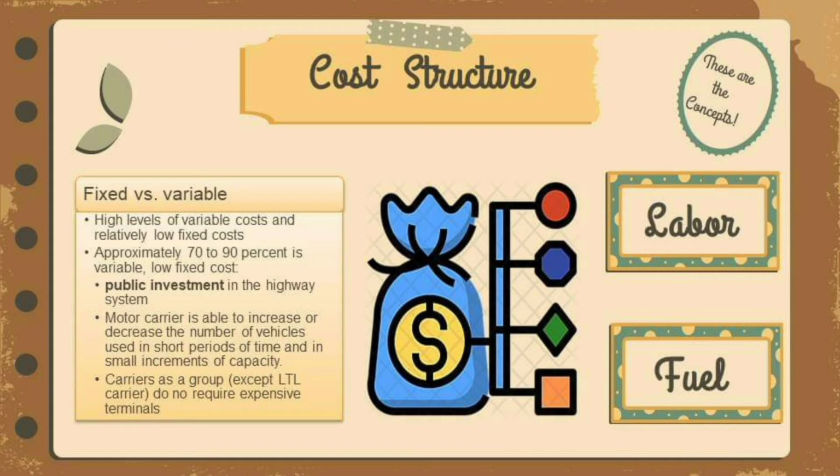We also have daily operating cost. These are the variable costs of fuel, wages, maintenance, and highway fees. Let's say, for instance, the fuel tax, the vehicle registration, and such. But labor and fuel have the largest share of the variable cost.